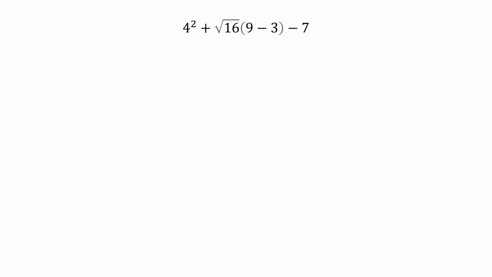So if I have something like this, I must divide, then multiply, because we do those two things together from left to right. Let's walk through a couple of examples.